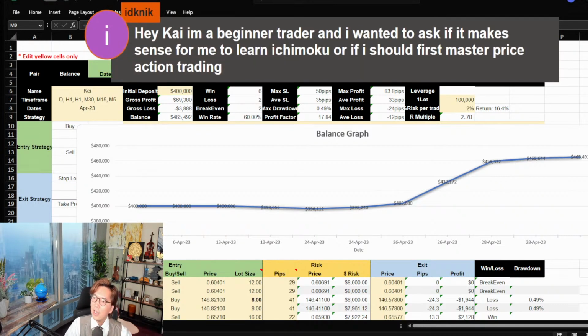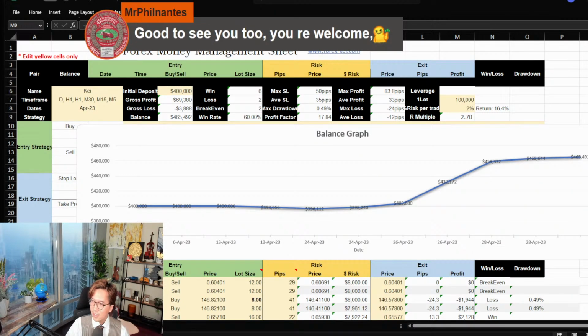Okay, IDK says, I'm a beginner trader and I wanted to ask if it makes sense for me to learn Ichimoku or if I should first master price action trading. You can master Ichimoku first. Well, actually, they kind of go along. So you can learn Ichimoku first, know the 5 lines, the basics of Ichimoku, and then learn price action. Mr. Fernandez again, thank you very much.